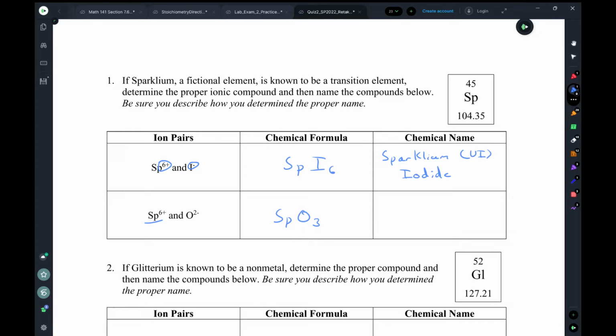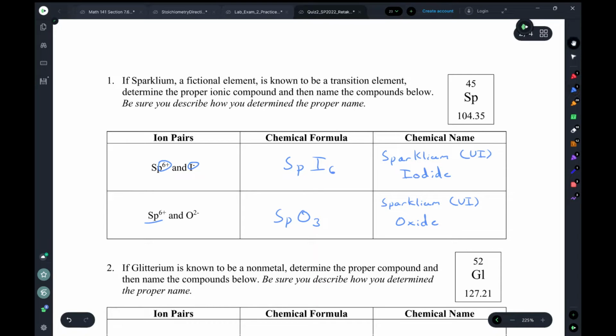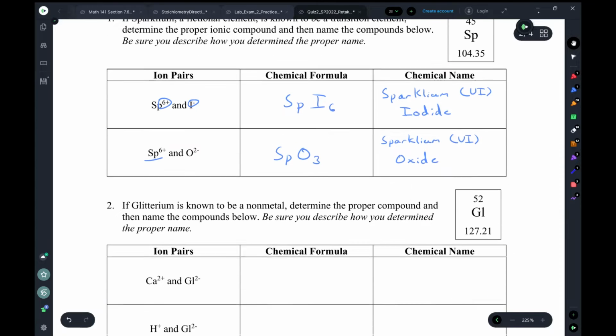Now moving along to the chemical name, it's going to be once again using Roman numerals, and the second element is going to have an IDE ending, leading us to the name of sparklium, Roman numeral 6, oxide. Now moving on to question number 2.